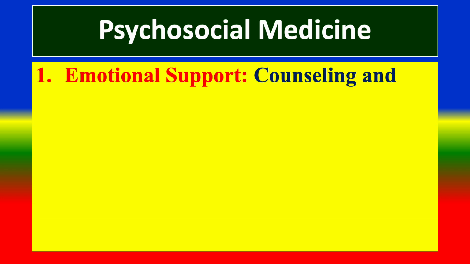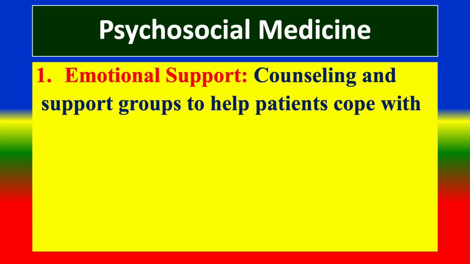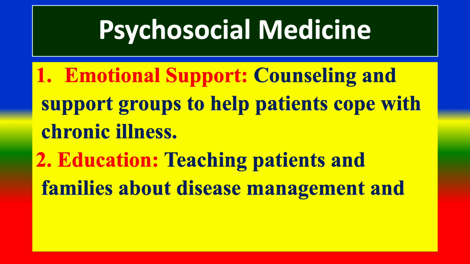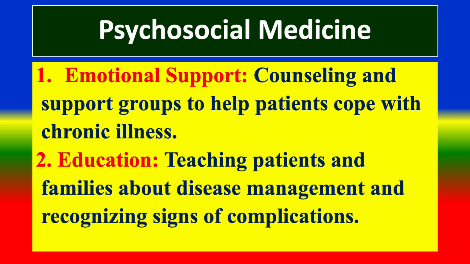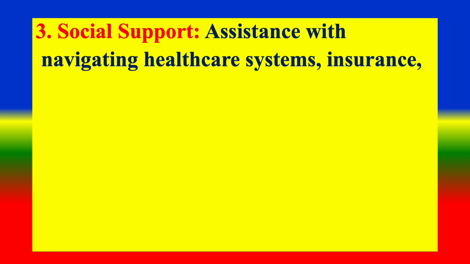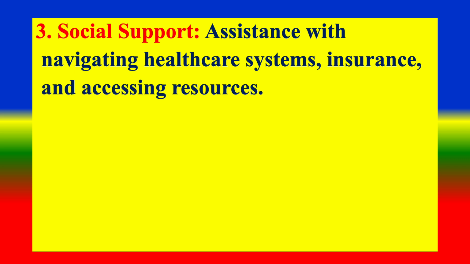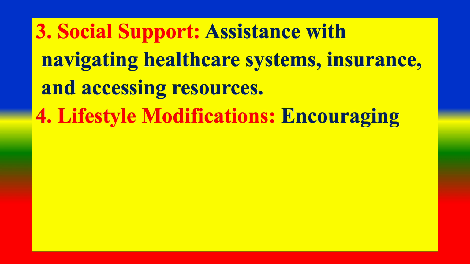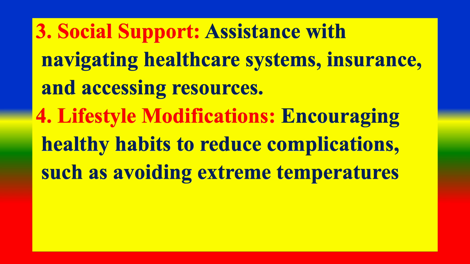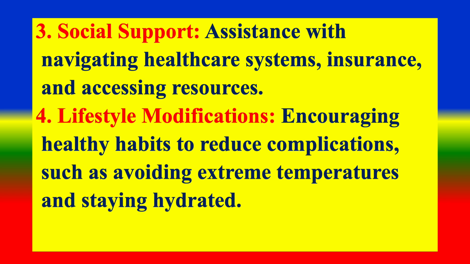Psychosocial support. 1. Emotional support, counseling and support groups to help patients cope with chronic illness. 2. Education, teaching patients and families about disease management and recognizing signs of complications. 3. Social support, assistance with navigating healthcare systems and accessing resources. 4. Lifestyle modifications, encouraging healthy habits to reduce complications such as avoiding extreme temperatures and staying hydrated.